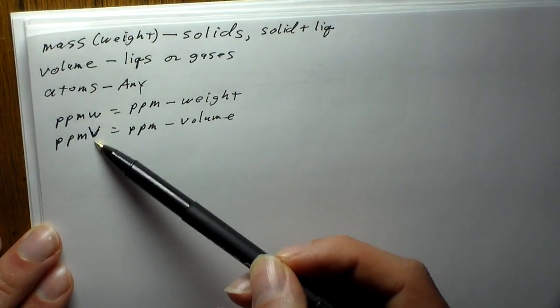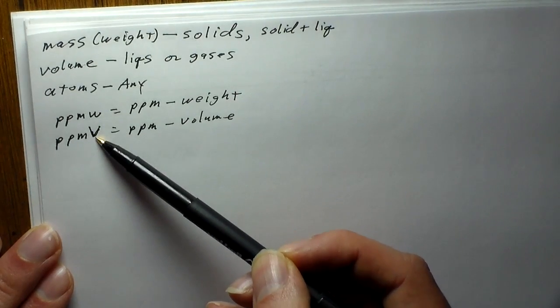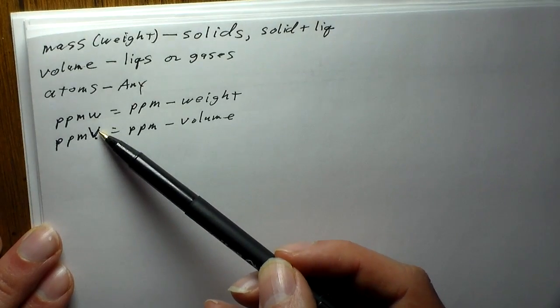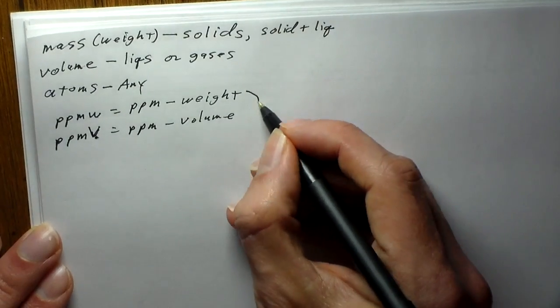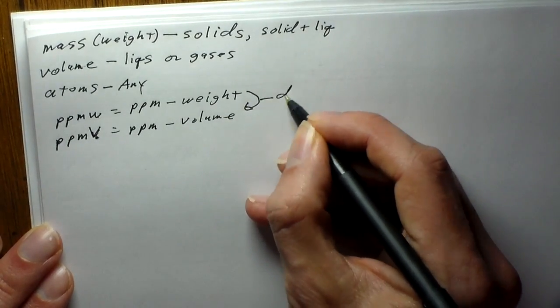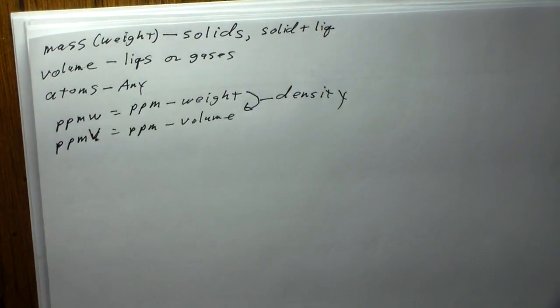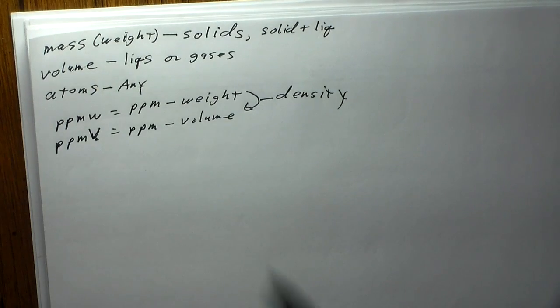Now here, if we're dealing between parts per million of weight and parts per million of volume, are these the same? No, that's why they do have two different symbols. And what happens if you want to convert between the two? Well, if you're trying to convert between the two, you're going to need the density at some point. We're not going to get into these, and of course what you're really wondering is if this is going to be on a test.